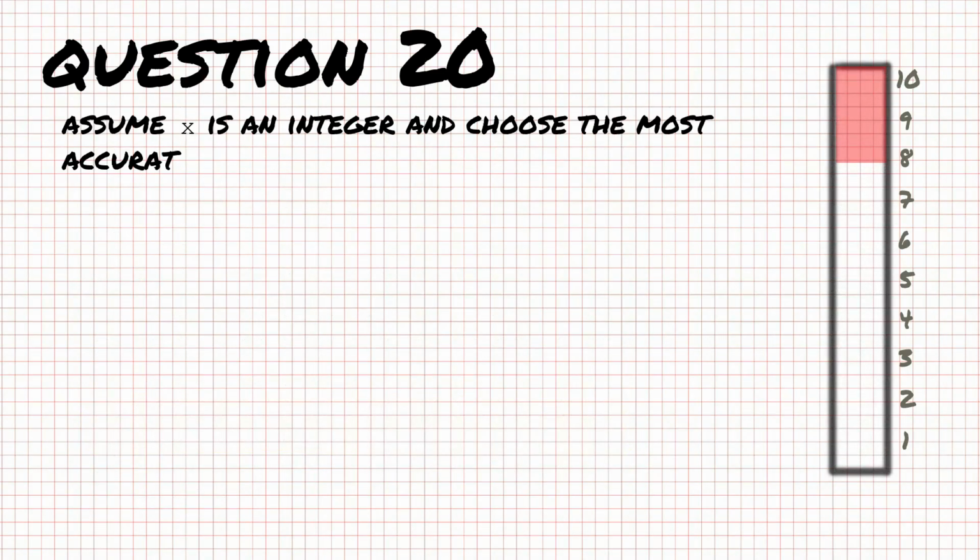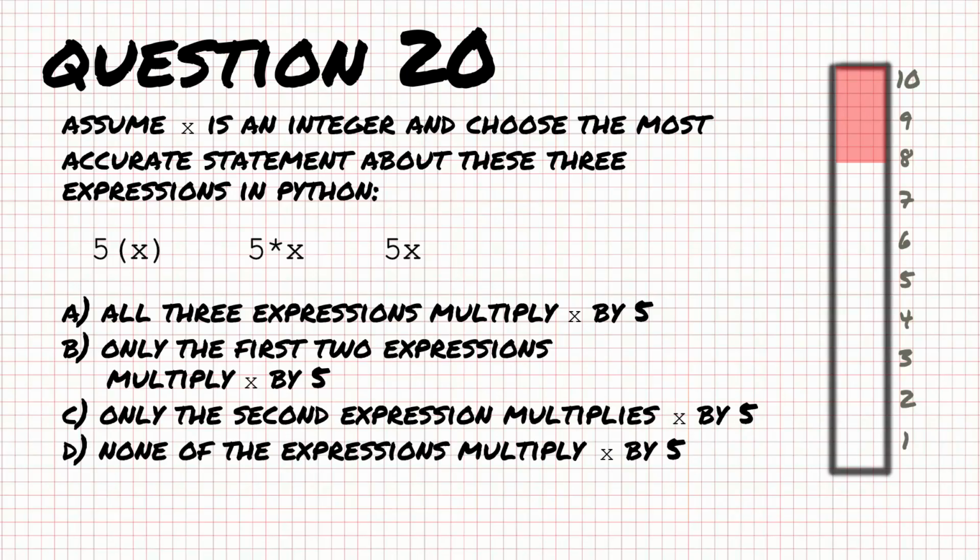Question 20. Assume x is an integer and choose the most accurate statement about these 3 expressions in Python. 5(x), 5*x, 5x. A. All 3 expressions multiply x by 5. B. Only the first 2 expressions multiply x by 5. C. Only the second expression multiplies x by 5. D. None of the expressions multiply x by 5.